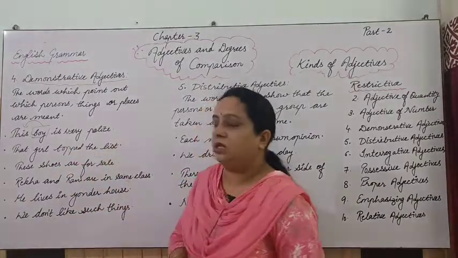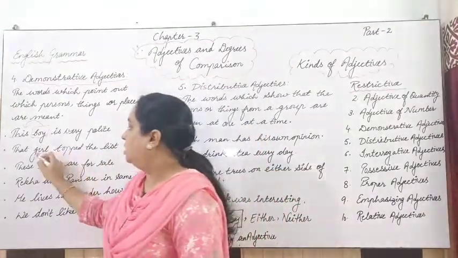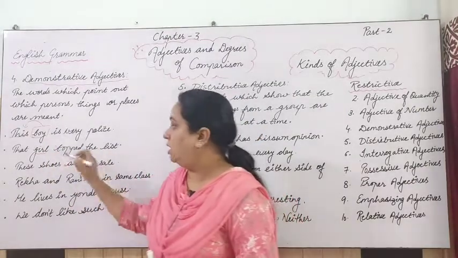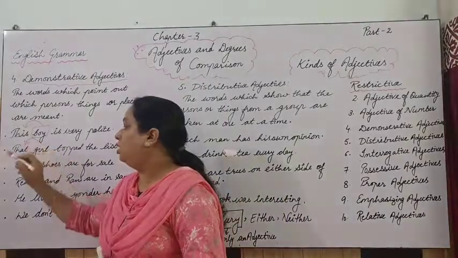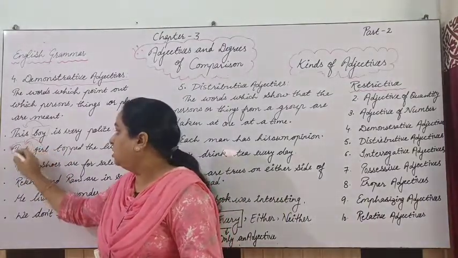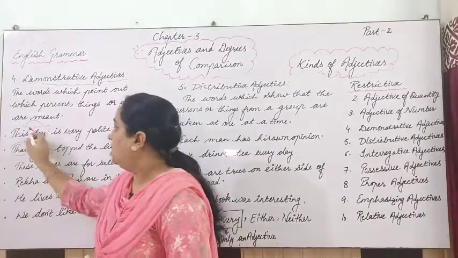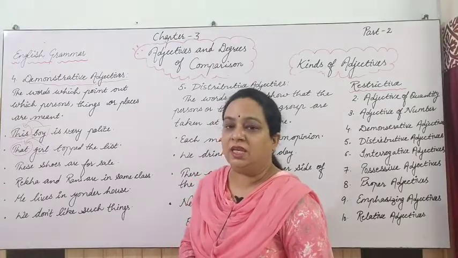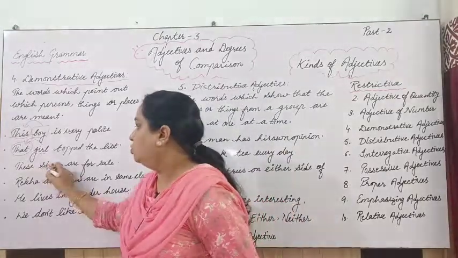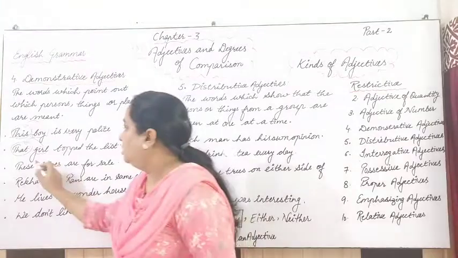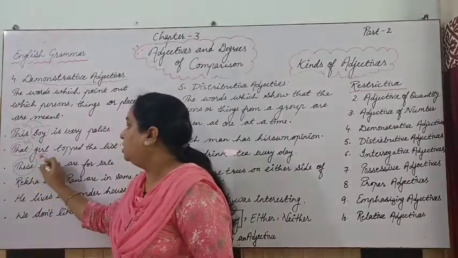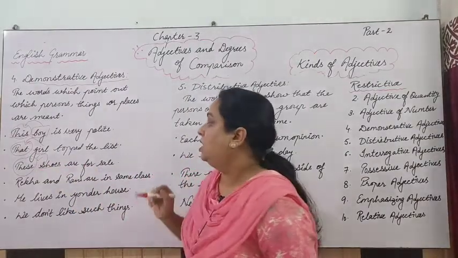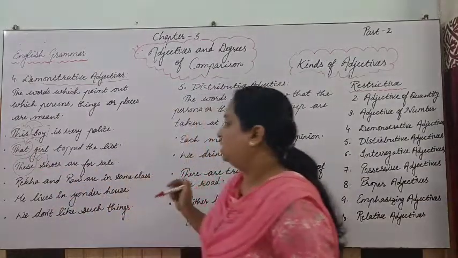That girl topped the list. So what is the noun here? Girl is the noun, right? And the word which is describing this is what? That. So that will work as an adjective. These shoes are for sale. So here shoes is the noun, and these is describing the shoes, right? So these is what? Demonstrative adjective.